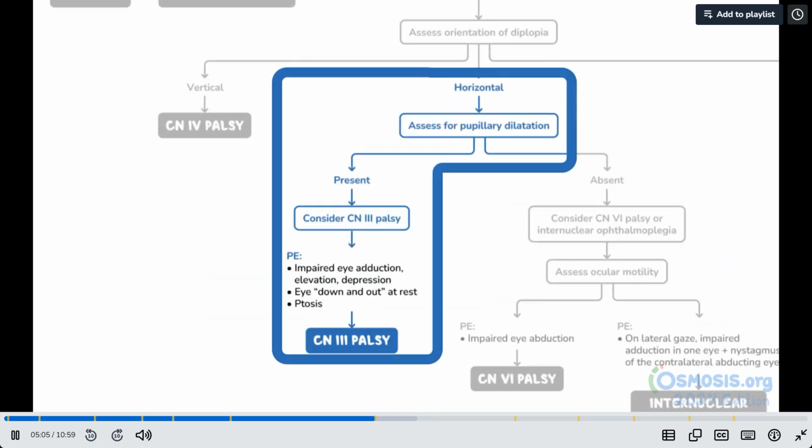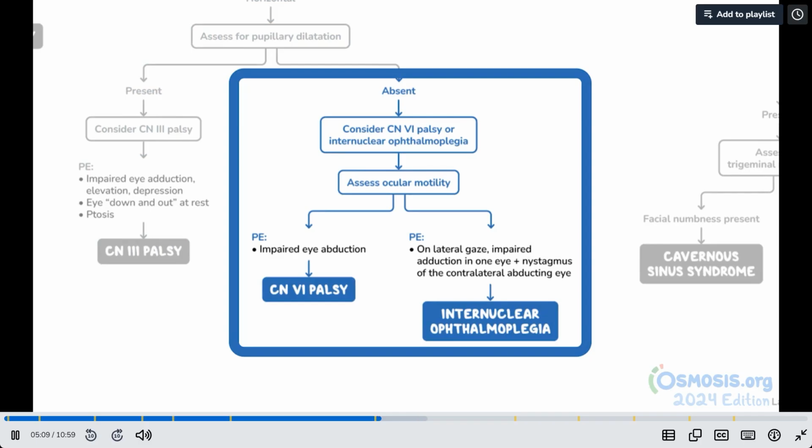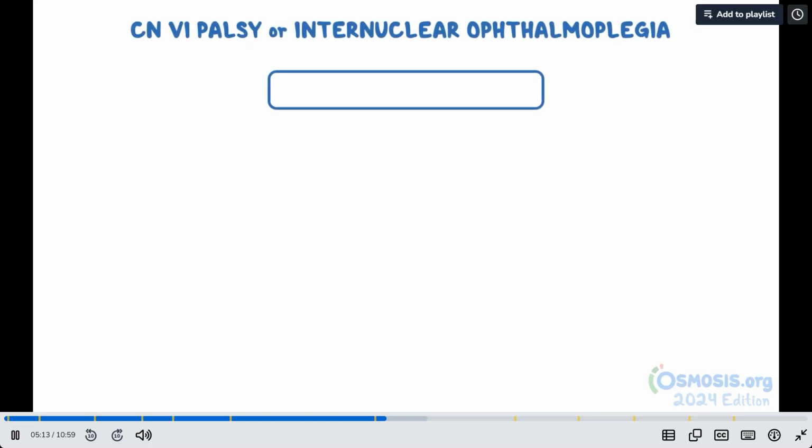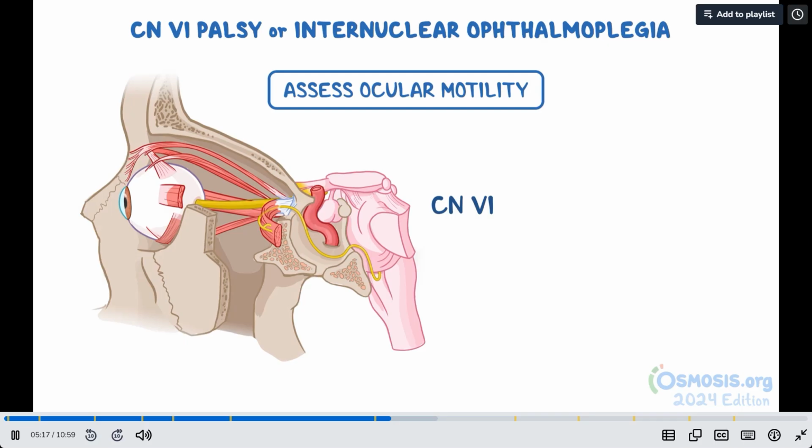Okay, let's talk about cases where the pupil is not dilated, which should make you consider cranial nerve 6 palsy or internuclear ophthalmoplegia. To distinguish between the two, assess ocular motility. Remember that cranial nerve 6, also known as the abducens nerve, innervates the lateral rectus muscle.